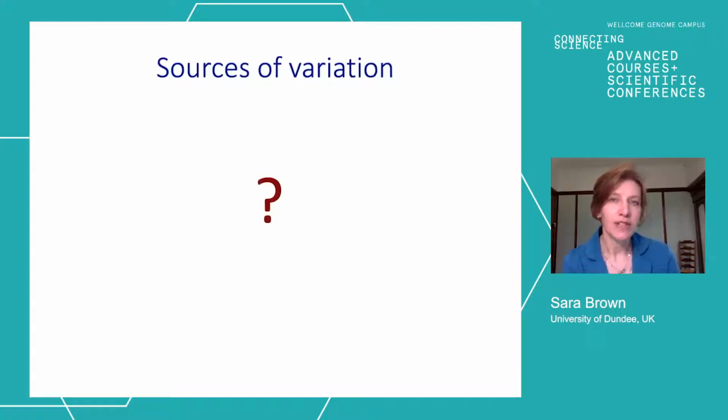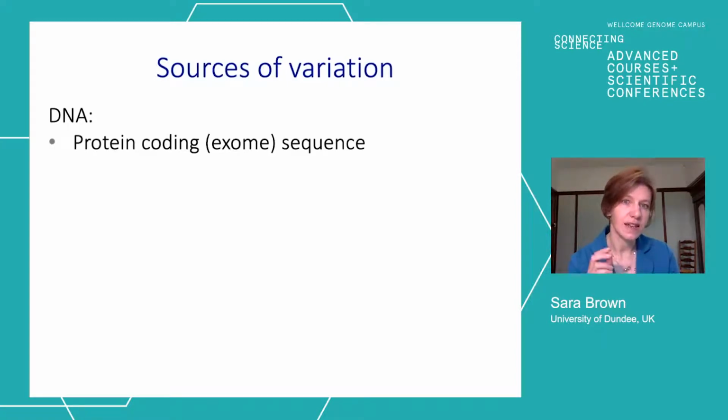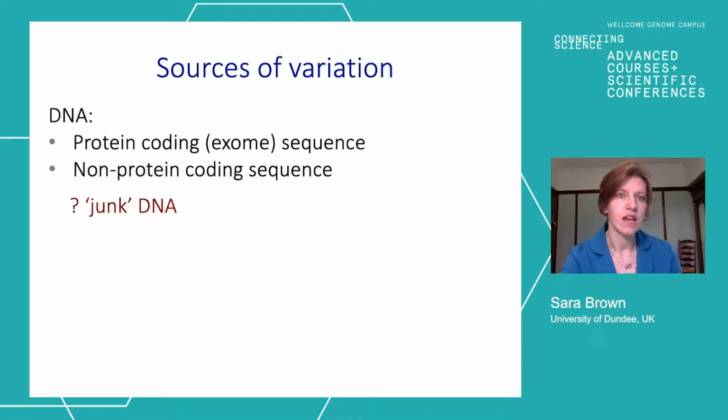And let's just pause and think about different sources of variation. What causes so much variation between different genomes and different people? So focusing on the DNA, we've already said that the exome is the protein coding sequence, and changes in protein coding can obviously produce changes in proteins. But the non-protein coding sequence is also a very important source of variation.